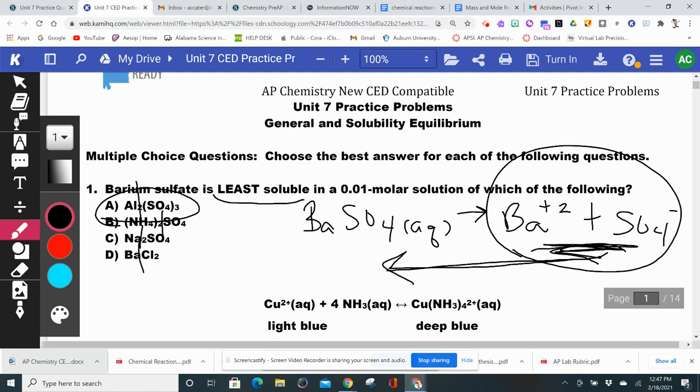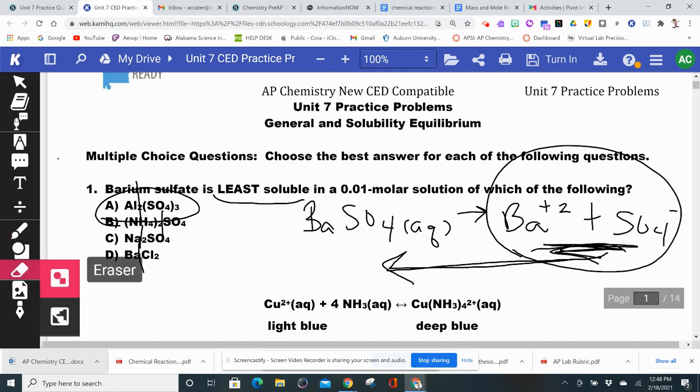Yeah, these solubility ones are weird because it seems like you're adding random stuff, but you've got to break it down to its ions. And then you realize, oh, well, if I'm adding more sulfate, that's like adding a product. And so I'm going to drive it one way or the other. Okay. All right. Good question. Next.